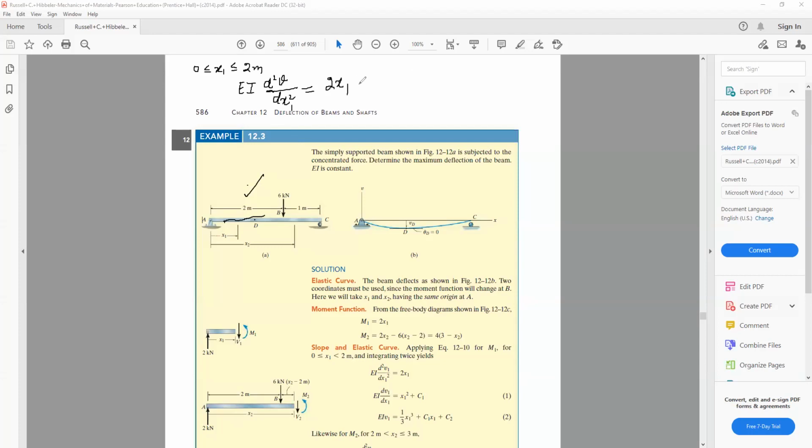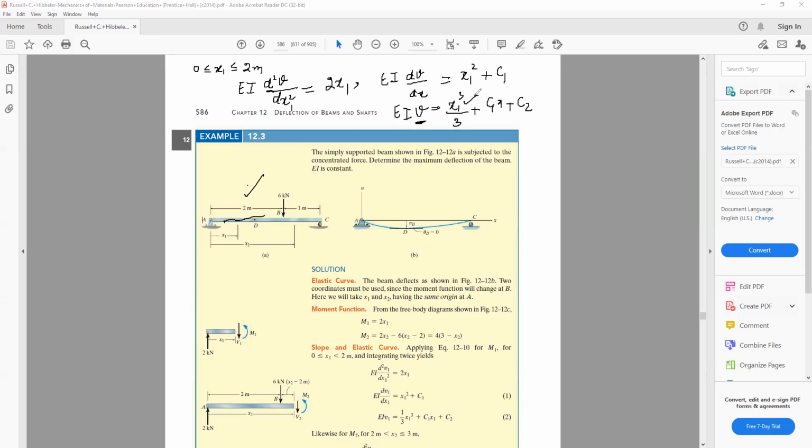Let's integrate it once. Once we perform the first integration, we'll get EI d nu by dx equal to x1 square plus the constant of integration c1. Perform the second integration, we'll get EI nu equal to x1 cube by 3 plus c1 x plus c2. So this equation gives us the equation of the deflection curve. It's a cubic equation, fine.